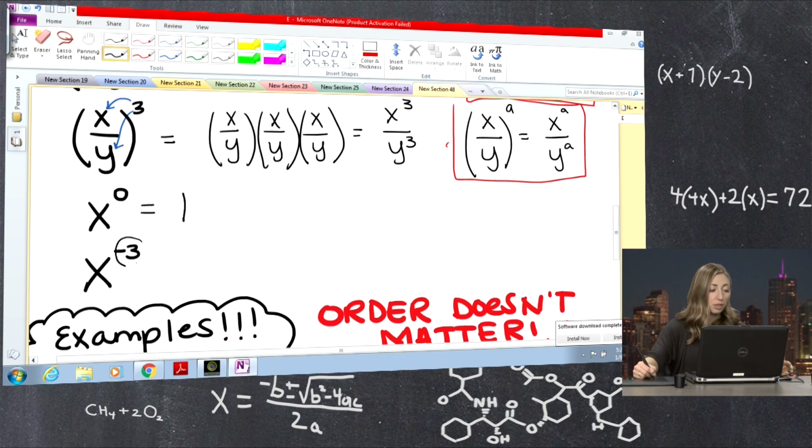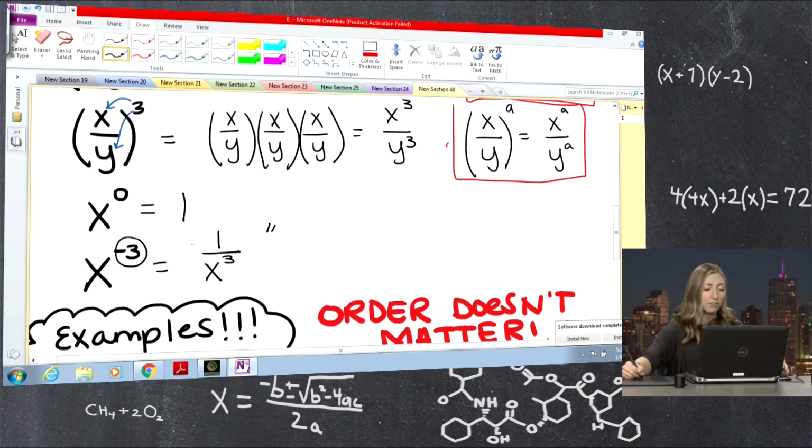The other one that really throws my students off oftentimes is negative powers. They always think that it's going to give you a negative answer. But really, positive powers are repeated multiplication, so negative powers are always the opposite of positive. Negative powers are repeated division. So what we're saying is that x to the negative third is 1 divided by x 3 times.